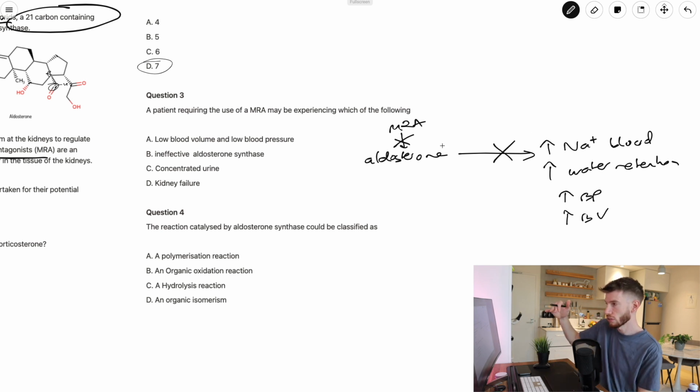It means we don't want high water retention. It means we don't want high blood pressure, right? We want to keep it low. So what would they be requiring? Low blood volume and low blood pressure sounds kind of right.